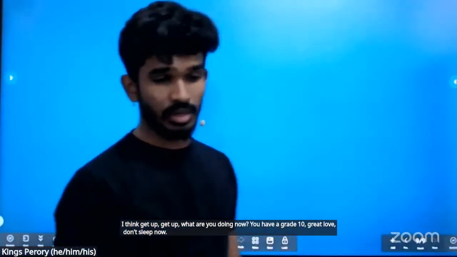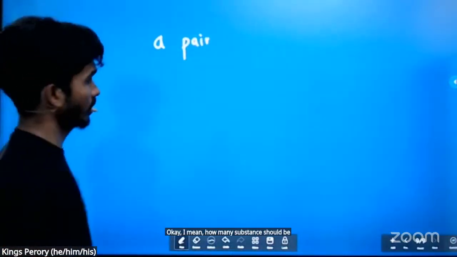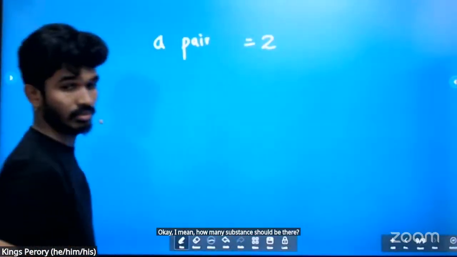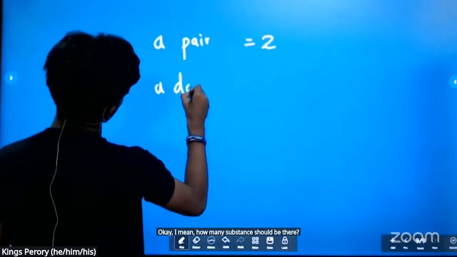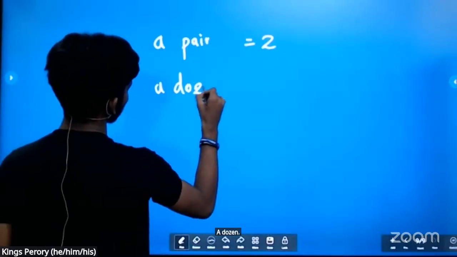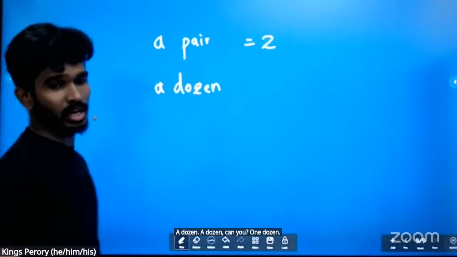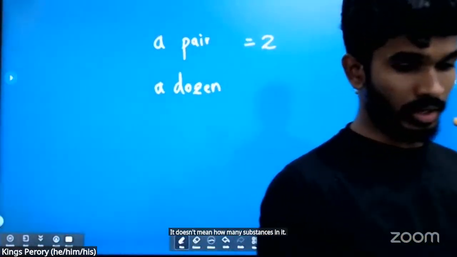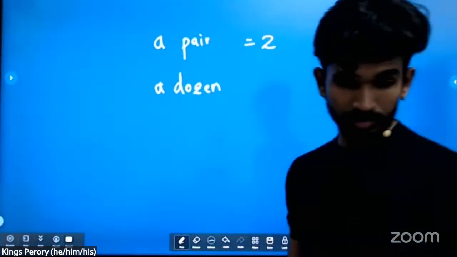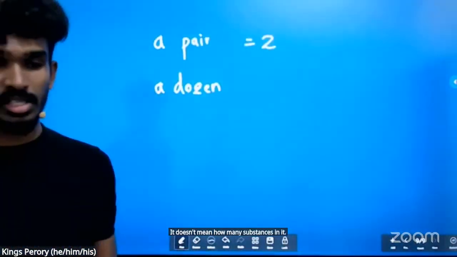A pair means how many substances should be there? 2. A dozen. A dozen means how many substances in it?